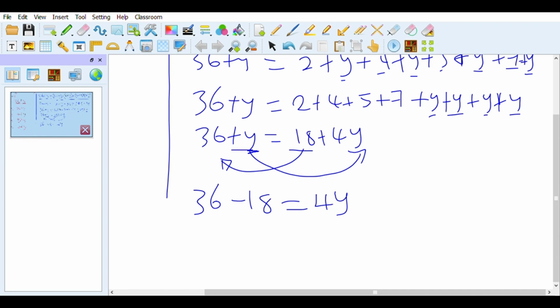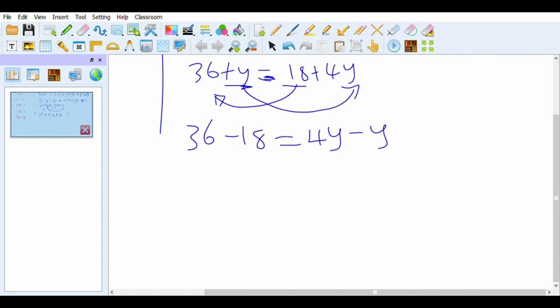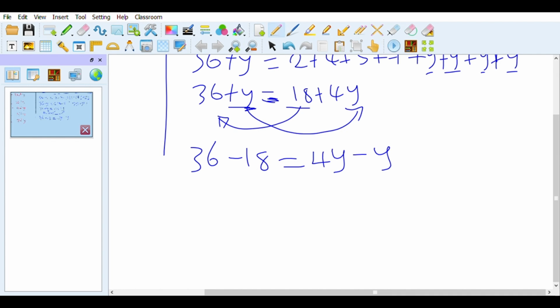If we move across the equality sign to the right hand side, it becomes a negative y. So what we're having right now is 36 minus 18, which is the same thing as 18, because 18 plus 18 is 36. 4y minus y is like 4 minus 1. This is 4y. This is 1y. 4 minus 1 is 3, so I have 3y.